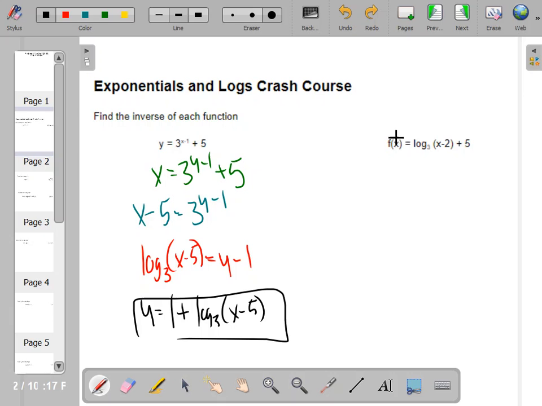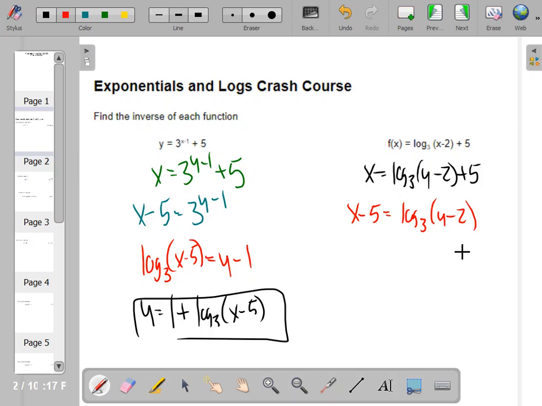I'm still going to flip x and y, so now my output becomes my input. Base 3 log of x minus 2 plus 5. Now we're trying to get x by itself. Well, that's y now. I'm sorry. Let me erase that. When you flip x and y, you need to make sure x becomes y. So now that's y. Now, to get y by itself, you're going to subtract 5. So on the left side, you have x minus 5 equals the base 3 log of y minus 2.